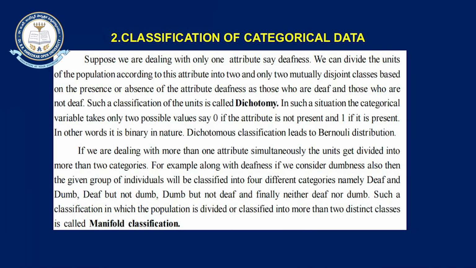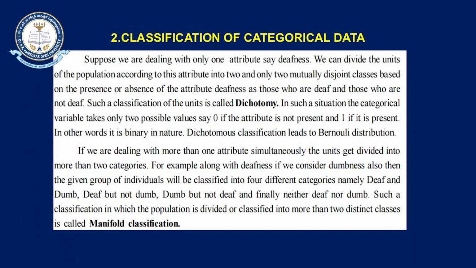Another is called manifold classification. If we are dealing with more than one attribute simultaneously, the units get divided into more than two categories. For example, I am taking deafness. If we consider dumbness also, then a group of individuals will be classified into four different categories, namely deaf and dumb, deaf but not dumb, dumb but not deaf, and neither deaf nor dumb. Such scenarios come under manifold classification.